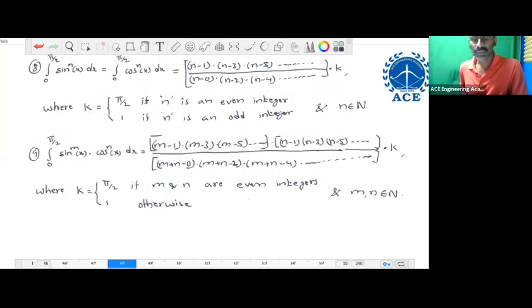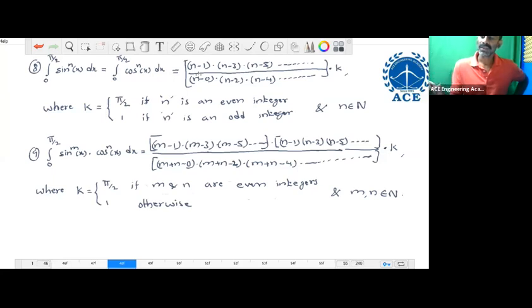Next, property number 8. Integral 0 to pi by 2 sine power n x dx equals integral 0 to pi by 2 cos power n x dx. For both, the integral value is given like this. That is, using the power n, we can get the value of the integral. In the numerator, we start with the power minus 1. In the denominator, we start with the power minus 0. And then we decrease by 2.